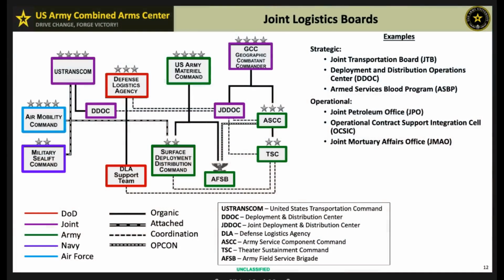Strategic-level Joint Logistics Staff organizations offer advice or allocation recommendations to the chairman of the Joint Chiefs of Staff regarding prioritizations, allocations, policy modifications, or procedural changes.